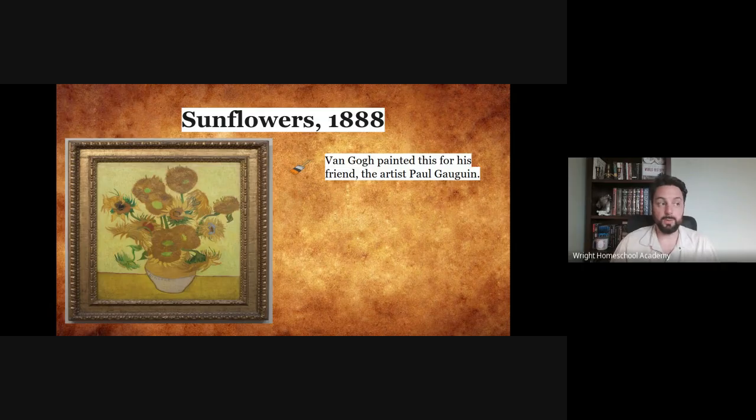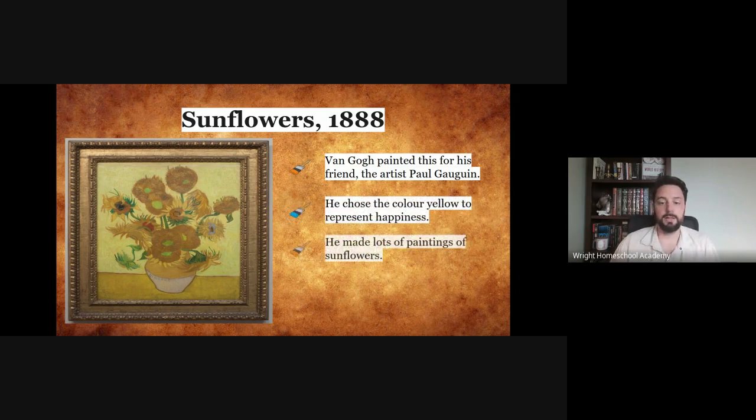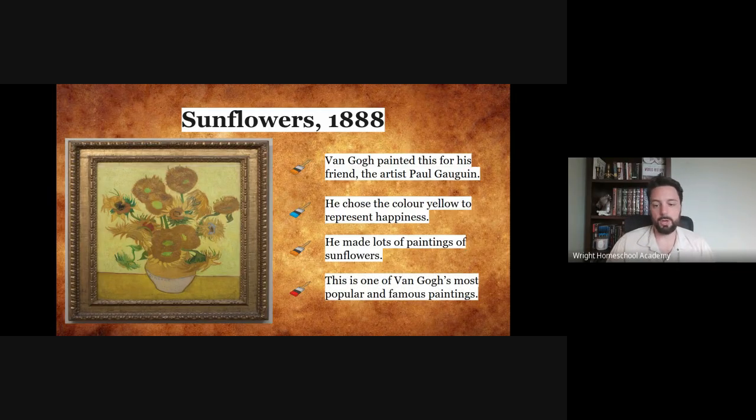And while Vincent was waiting for Paul Gauguin to arrive, he painted this, among several other paintings of sunflowers, to give to Paul Gauguin as a gift, like a welcome to this house in Arles type gift. He chose the color yellow to represent happiness. He made lots of paintings of sunflowers, and this is probably one of Van Gogh's most popular and famous paintings. Have you seen it before? What do you think of it?